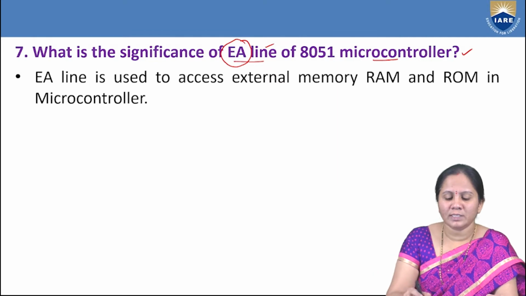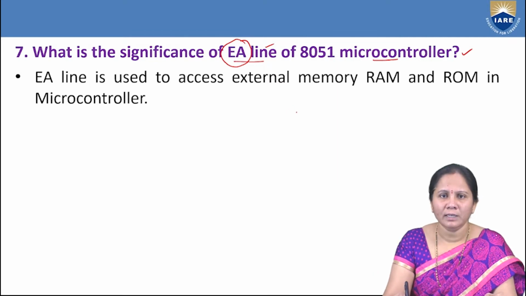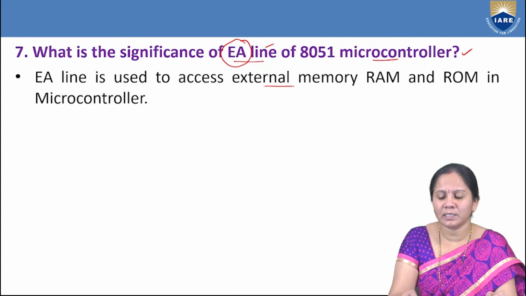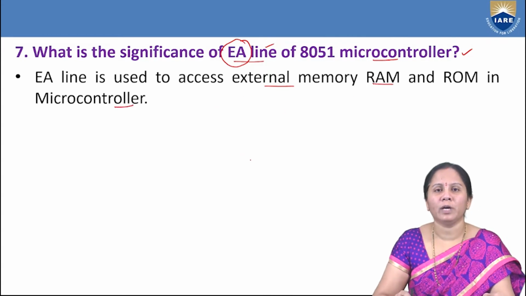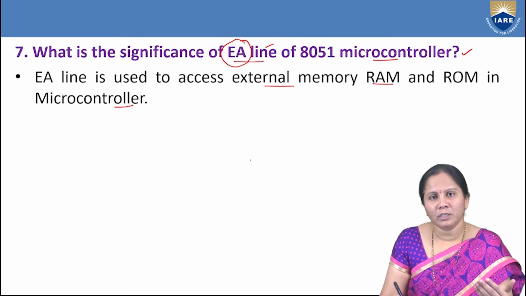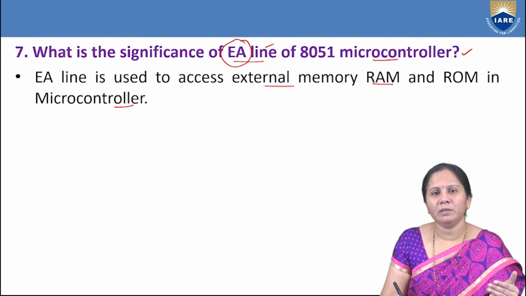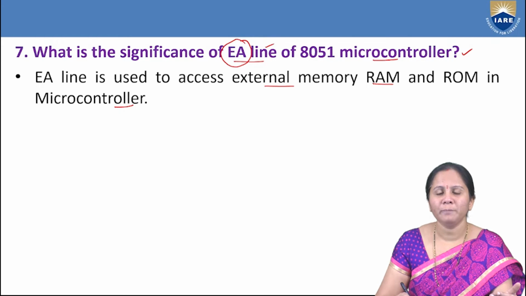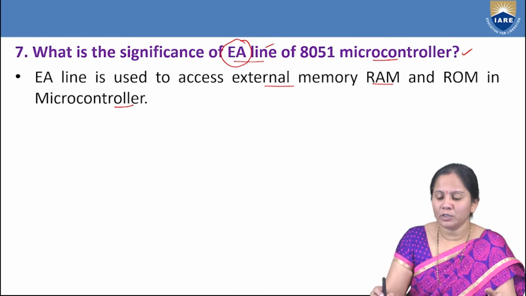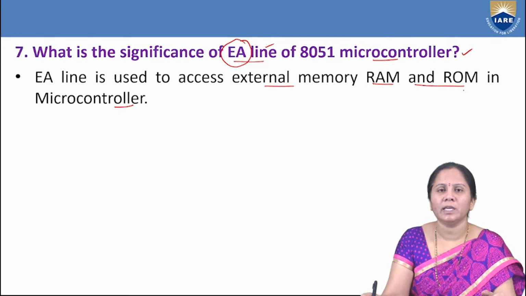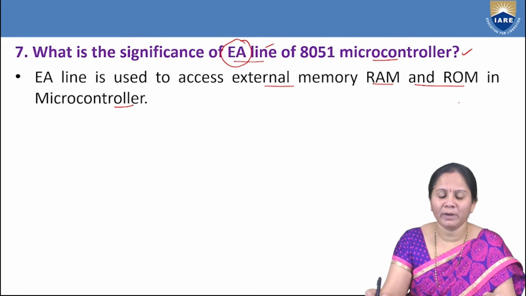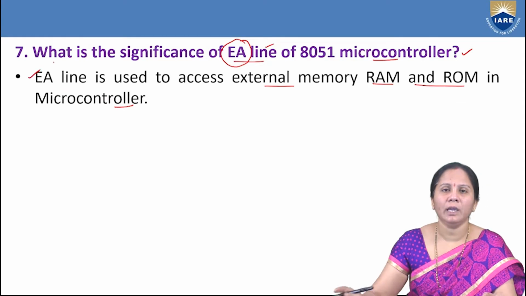Okay, so using this signal, it is used to access external memory, either RAM or ROM for a microcontroller. There is already embedded memory available. If that ROM and RAM, which is inside the 8051 microcontroller, is not enough, there is also the possibility of interfacing external ROM and RAM. So externally we can interface this ROM and RAM with the help of this EA pin.